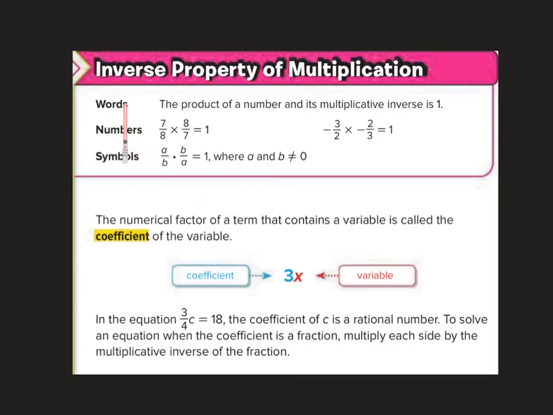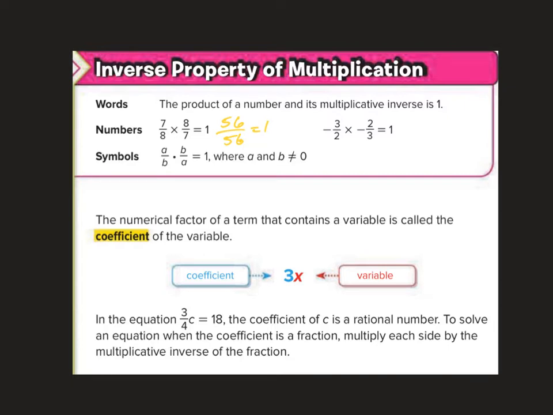So to start out today, we need to talk about the inverse property of multiplication. The product of a number and its multiplicative inverse is 1. So kind of a fancy term, multiplicative inverse, but basically a multiplicative inverse is just a fraction flipped. So if we have 7/8, if we flip it to 8 over 7, that's the multiplicative inverse. And the reason we do this is because when we flip a fraction and multiply, 7/8 is multiplied 7 times 8 and 8 times 7. Each of these would equal 56, which obviously equals 1.